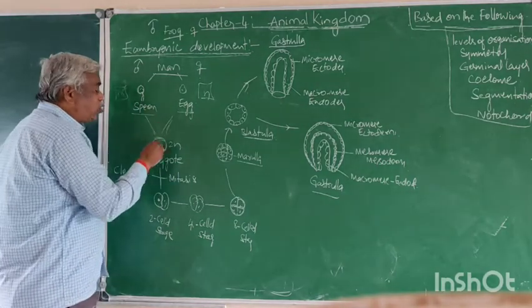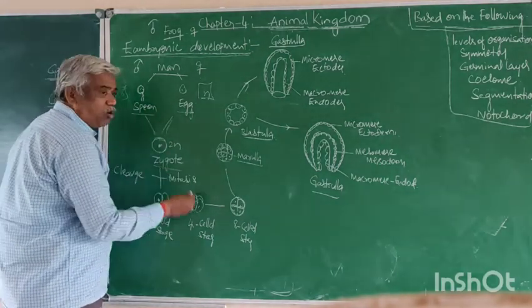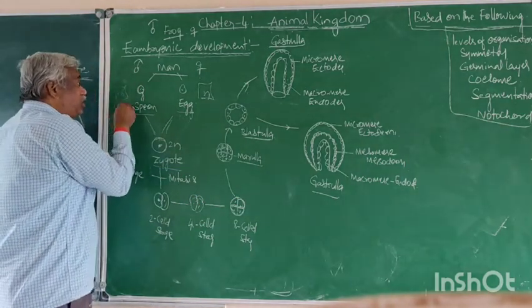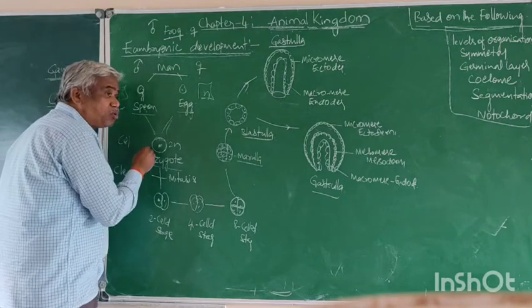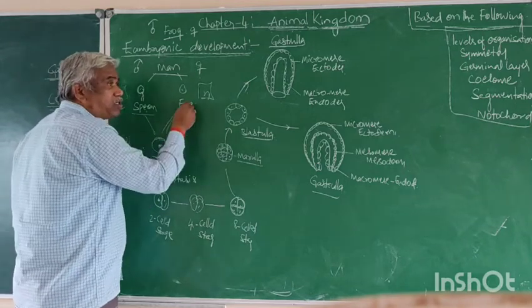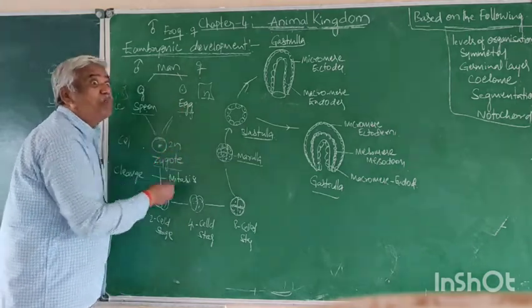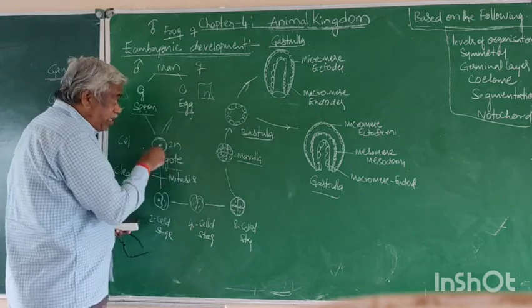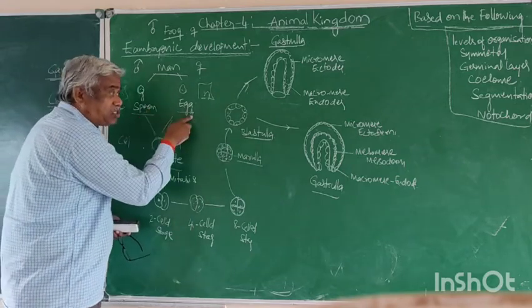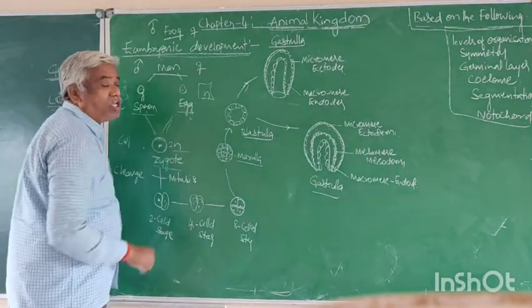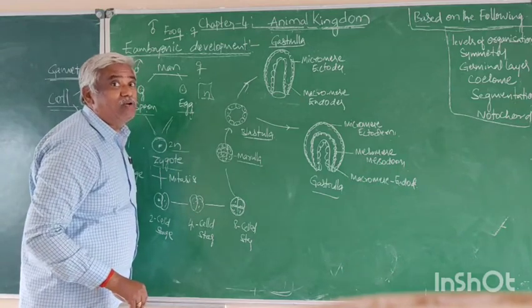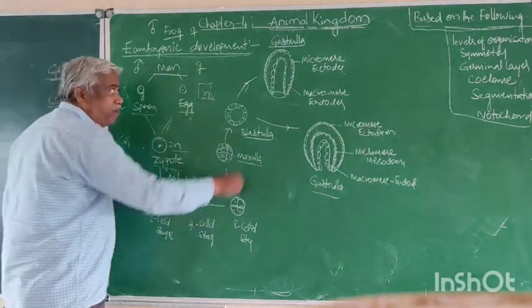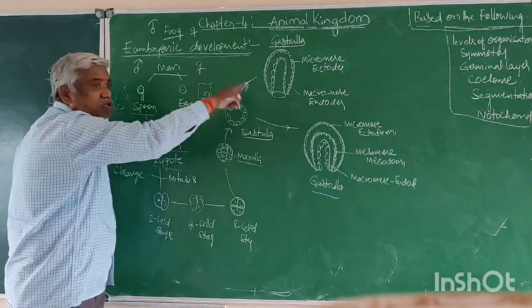Now what is the zygote? What is the level of the zygote? It is also a cell. What is the difference between these two cells, zygote and gamete? The gamete cell is haploid, and the zygote is diploid, because the two gametes are fused. From the zygote, a baby develops.